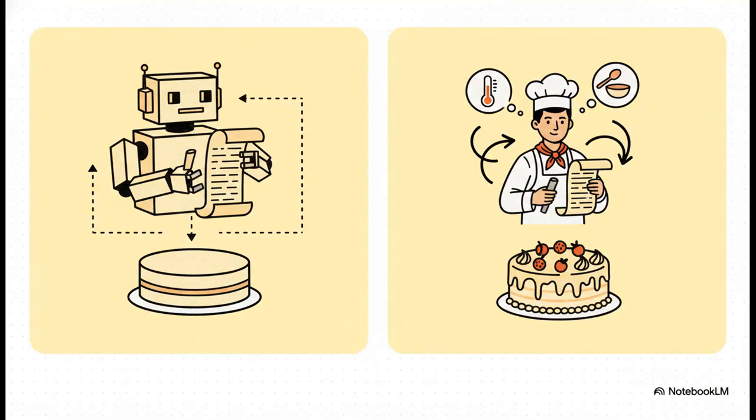I love this analogy. Think of it like this. A traditional machine learning model is like a baker who follows a recipe perfectly, no matter what. But a Bayesian model, that's like a skilled chef. The chef starts with the recipe, that's their prior knowledge, but then they taste the batter, they feel the heat of the oven, and they adjust things as they go based on new evidence. It's this dynamic, adaptive way of thinking.